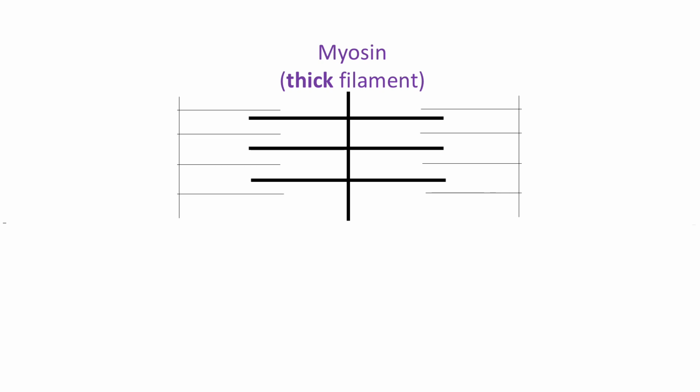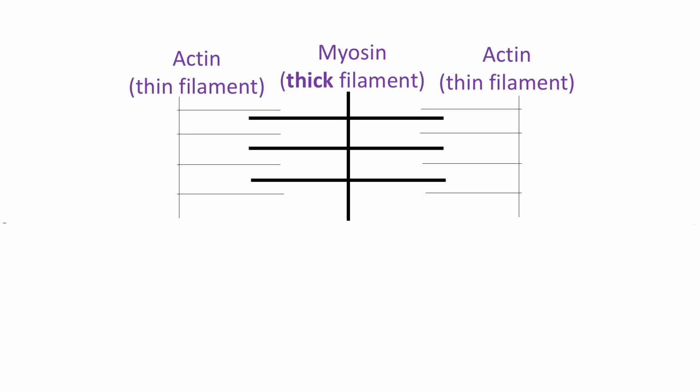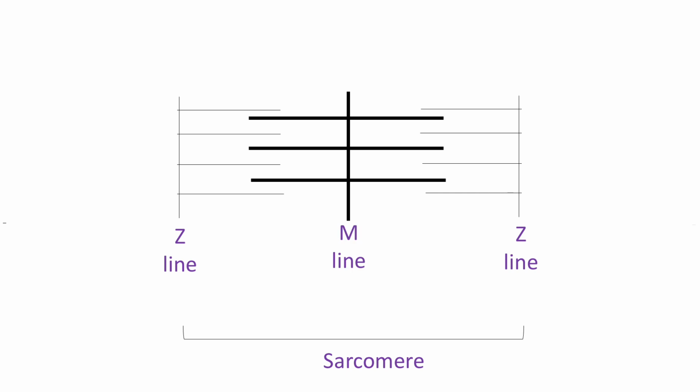You should have drawn myosin, also known as the thick filament, so it appears thicker. And then actin, also known as the thin filament. And then you should have had some other labels here. You've got the Z lines, the space or the structures between the Z lines is the sarcomere. You've got the M line, that central line of the myosin.